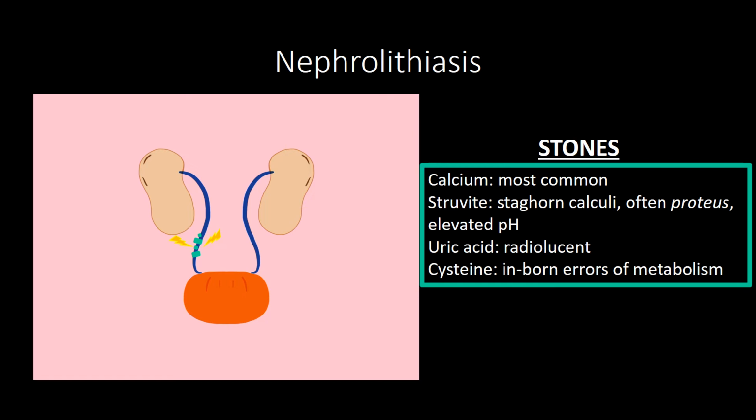Struvite stones form staghorn calculi and are often associated with Proteus infection, which is commonly seen at elevated pH. Uric acid stones are radiolucent, so they will not show up on radiograph films. You can use allopurinol to reduce formation of uric acid stones. And lastly, those cysteine stones are the rarest of the bunch. They're seen with patients who have inborn errors of metabolism.